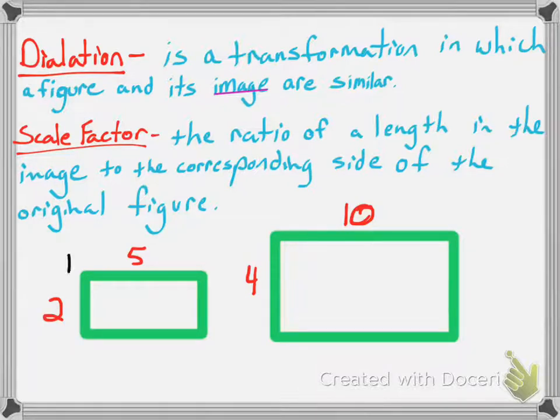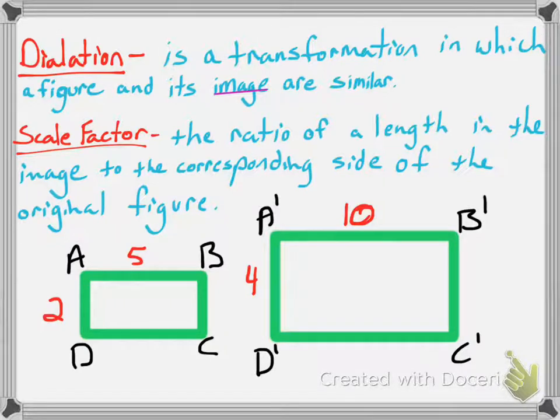Down here we would have A, B, C, and D. Now, our new object would be A prime, B prime, C prime, and D prime. These are primes, and they're just saying that they're the same point, they're just new after a transformation's happened.